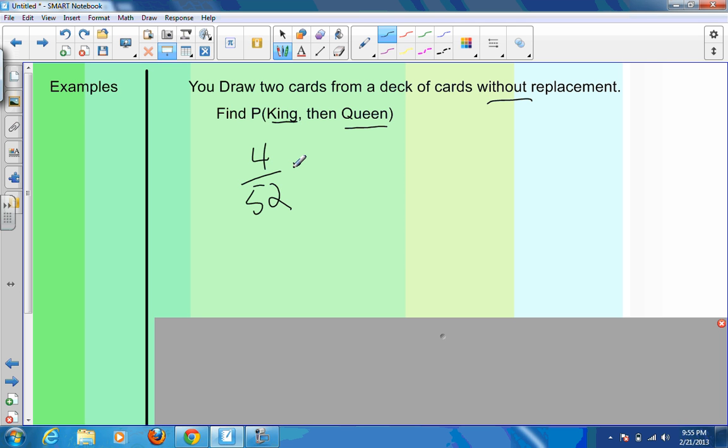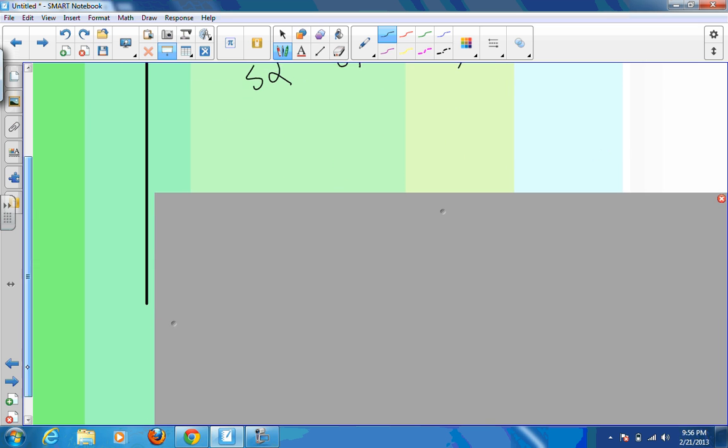Now, I keep that king. Then I draw a queen. Well, because I kept a king, there are still 4 queens left in the deck. But because I kept a king, I kept a card, there are now 51 cards left in the deck. And now I multiply these together. I get 16 over 2,652. Okay? So that gives me a percent of 0.6. And that was my probability that I would give on a homework assignment. Okay?